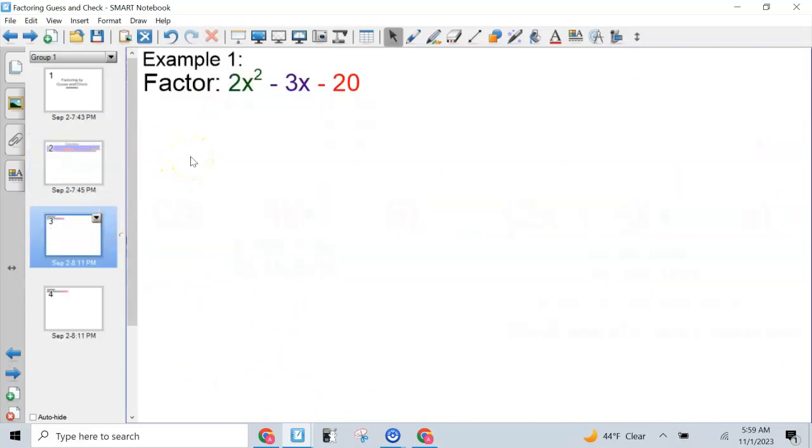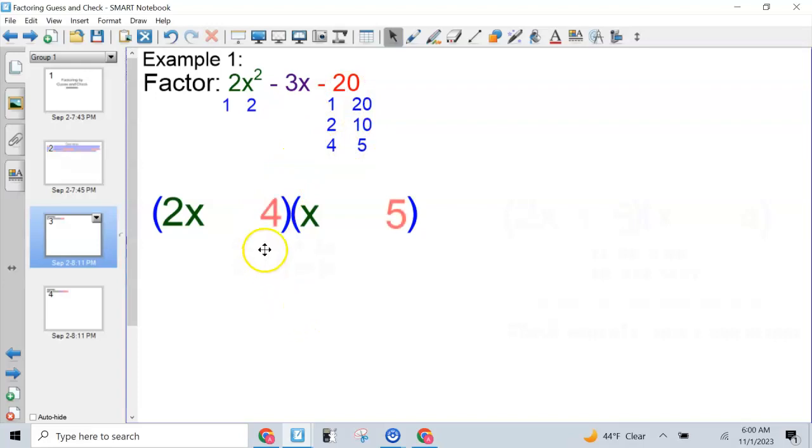Factor 2x squared minus 3x minus 20. First, figure out what multiplies the 2x squared. Well, really the 2. It's just 1 and 2 that's prime. For the 20, we have 3 options. We have 1 times 20, 2 times 10, 4 times 5. I'm going to make my parentheses. I'm going to guess the first F, which is 1 times 2, so 2x and 1x. Then you guess 20, the closest option is 4 times 5.